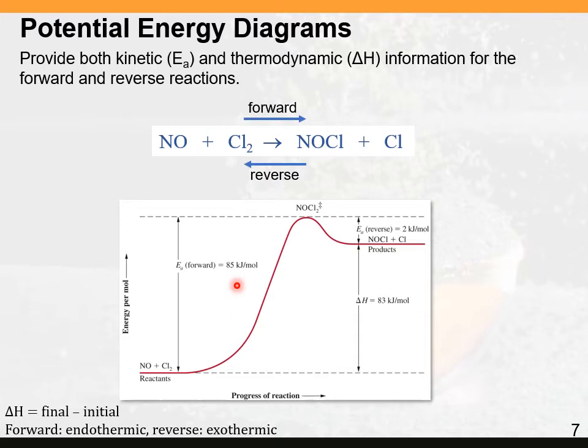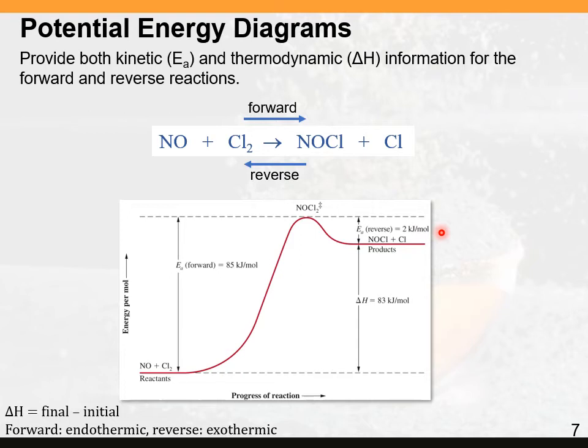Additionally, the energy difference between the products and the reactants, the final and the initial state, corresponds to the enthalpy change of the reaction, positive 83 kilojoules per mole. This is an endothermic reaction. Now, for the reverse reaction, going right to left, the roles are changed. The products are now the reactants, and the reactants are now the products. The reverse reaction has its own activation energy, corresponding to the energy difference between the transition state and the starting point. This is 2 kilojoules per mole.